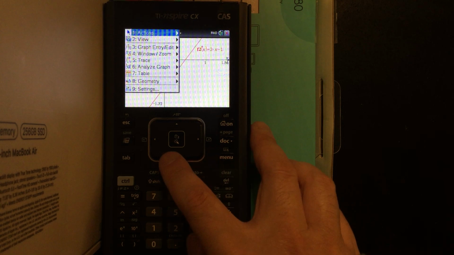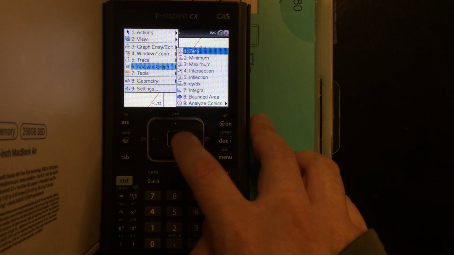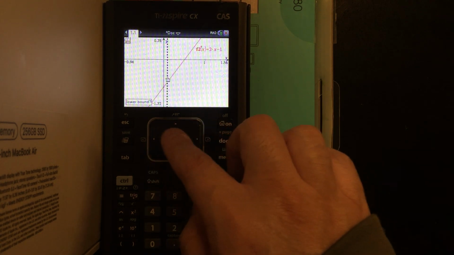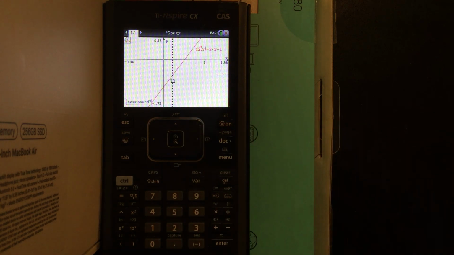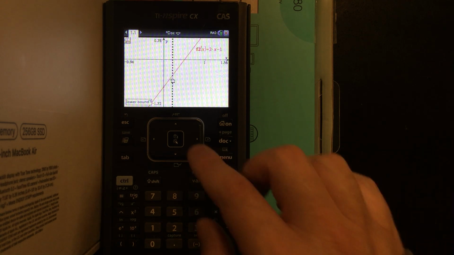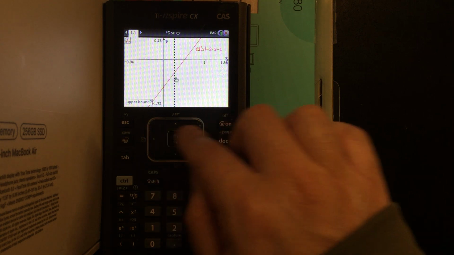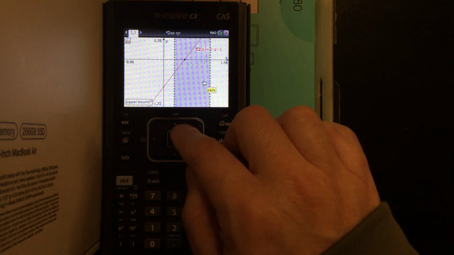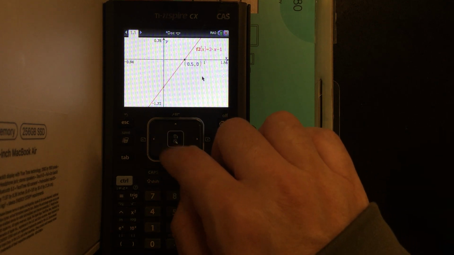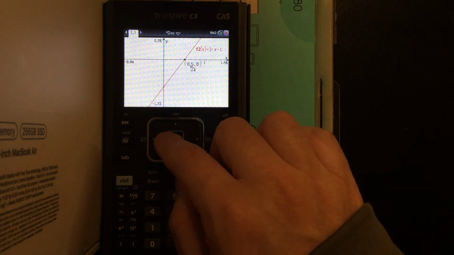You simply go menu, analyze graph, choose zero. Zero is essentially asking you, for the CAS calculator, you need to say between which region the x-intercept is happening. So obviously it's somewhere between here and you drag it across here. There you go. Your x-intercept is 0.5.